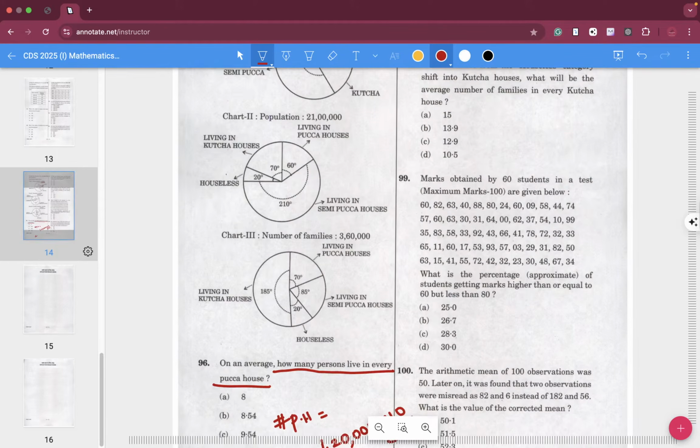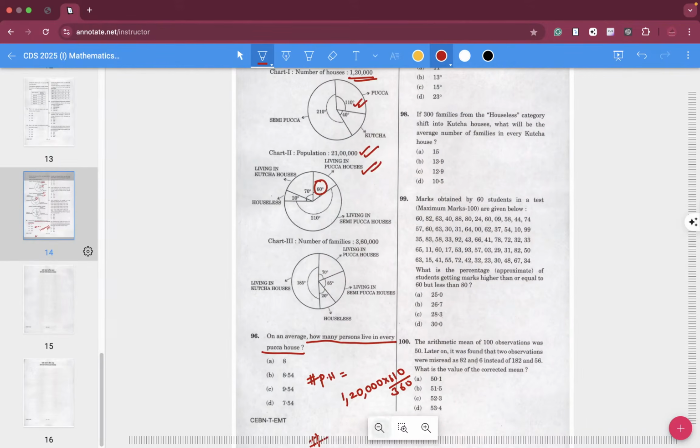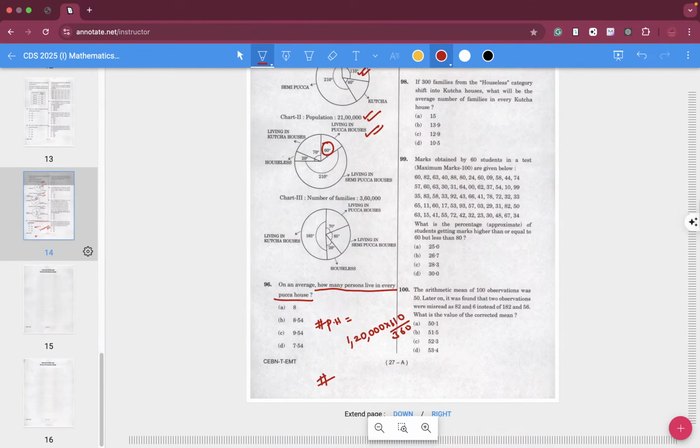How many people are living in the pakka houses? People living in the pakka houses are 60% of the total population. So the population living in pakka houses, PPH, will be 21 lakh into 60 by 360. Is that what we have?